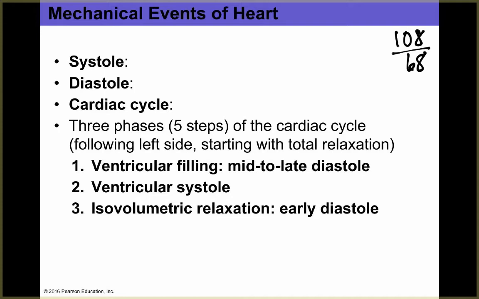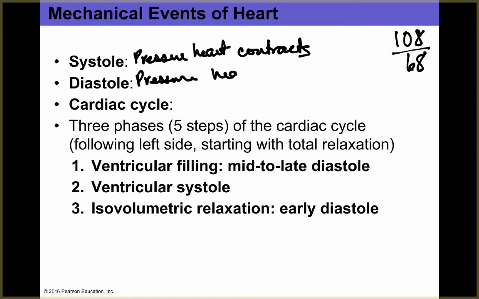So the top number there is what's known as the systole. And this is the amount of pressure in the blood vessels when the heart contracts. And the diastole is the bottom number. And this is the amount of pressure that you see in your blood vessels when the heart is at rest.